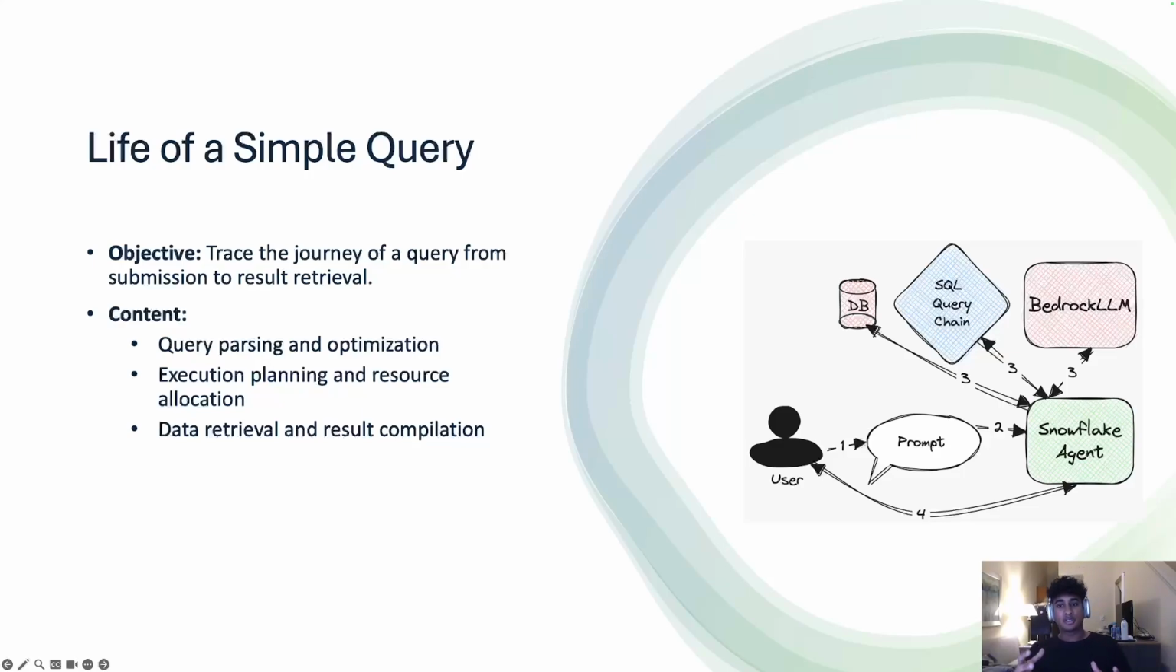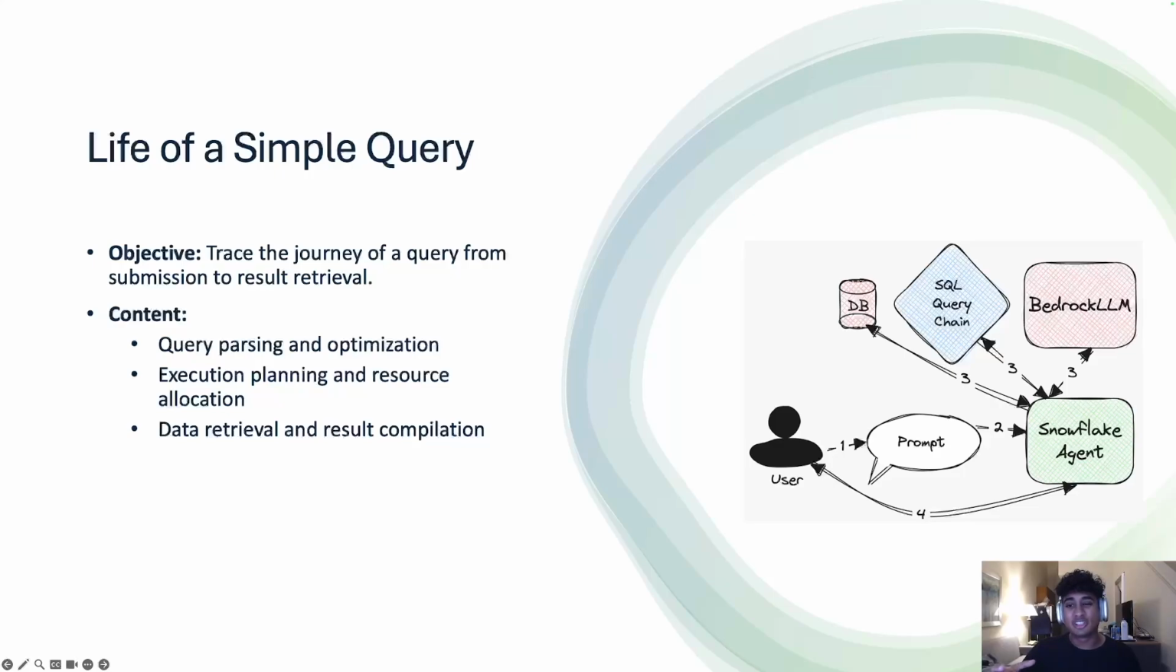After optimization, we move on to execution planning. In this stage, Snowflake allocates resources for the query. This means deciding which virtual warehouse will handle the query and setting up any required data access. Snowflake can split large queries into smaller tasks, allowing multiple parts of the query to run simultaneously across multiple warehouses.